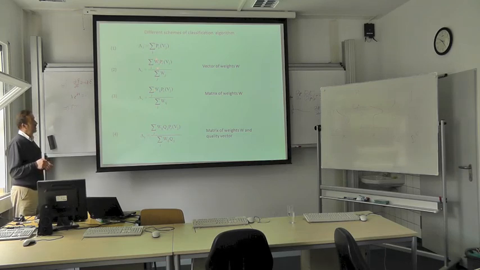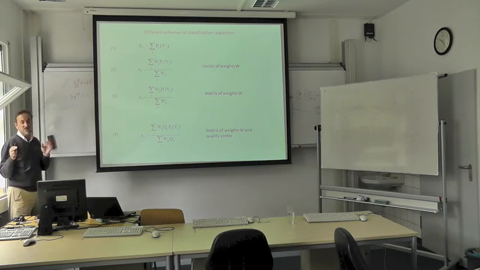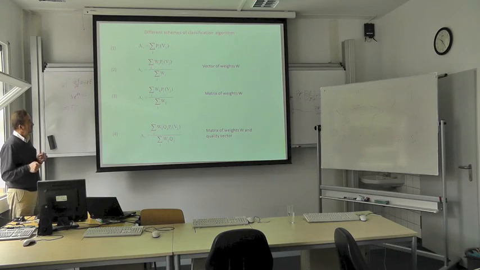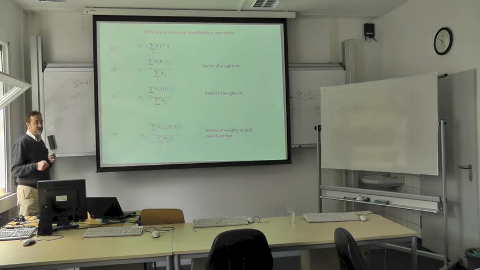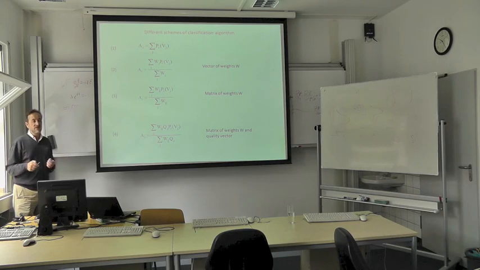You say, all right, we would like to keep in mind the information from differential reflectivity, but we don't pay too much attention to it, and that is done just by varying this W. It could be a matrix of weights, because for some classes, we definitely need differential reflectivity, and for some classes, differential reflectivity may not be a very useful parameter.